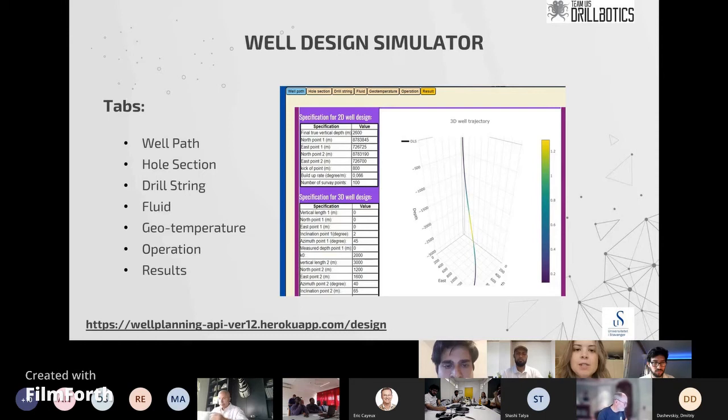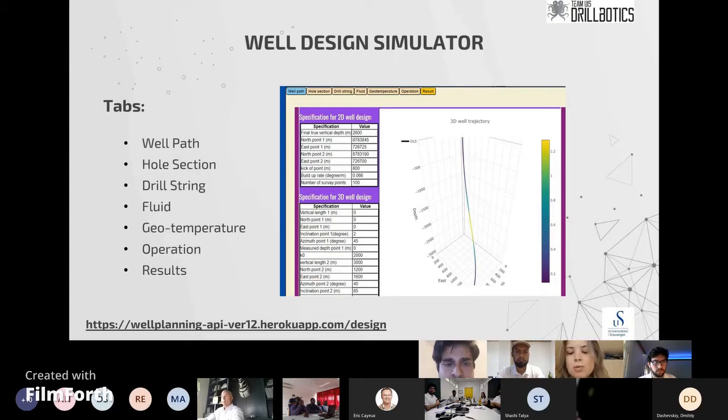So we have 7 different tabs. The first one is the well path panel, where the user is going to choose the dimension he wants, either 2D or 3D, and give us some parameters such as true vertical depth, north and east points, inclination, and azimuth.